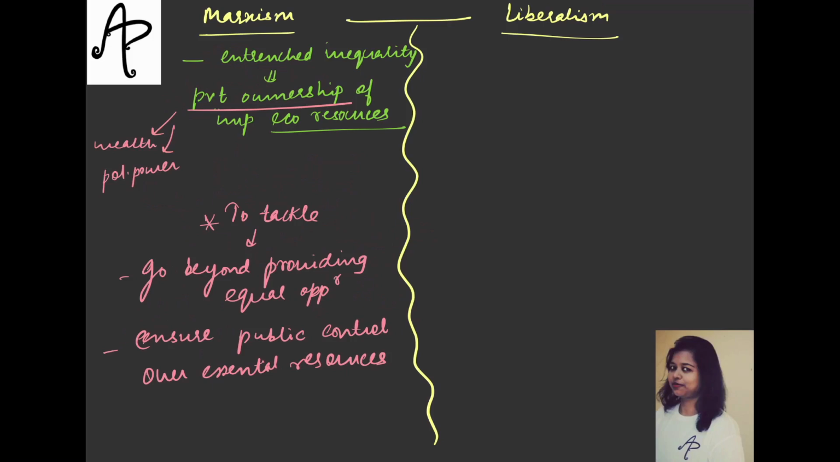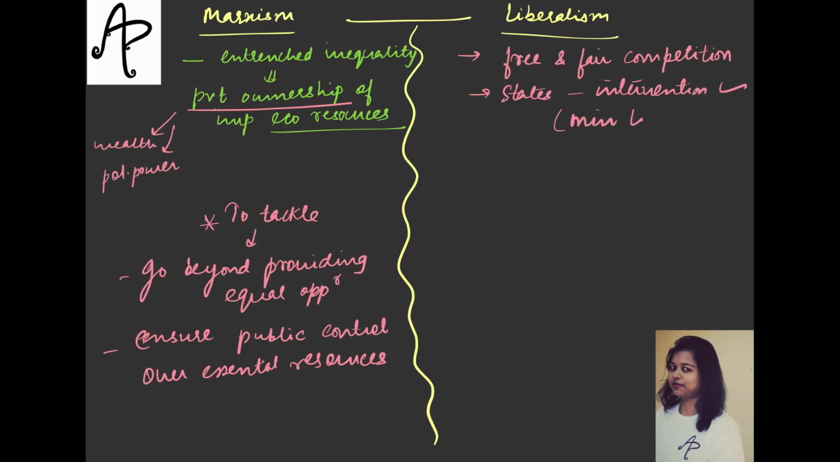On the other hand, liberalism talks about the most efficient way of resource distribution in society being free and fair competition. According to the liberal idea, you should have free and fair competition in society, which will ensure the fair distribution of resources and rewards. States might need to intervene. Okay? State intervention is okay, but not full control. State intervention is okay so that they can ensure at least a minimum living standard to everybody, which is needed. And also equal opportunity should be given.